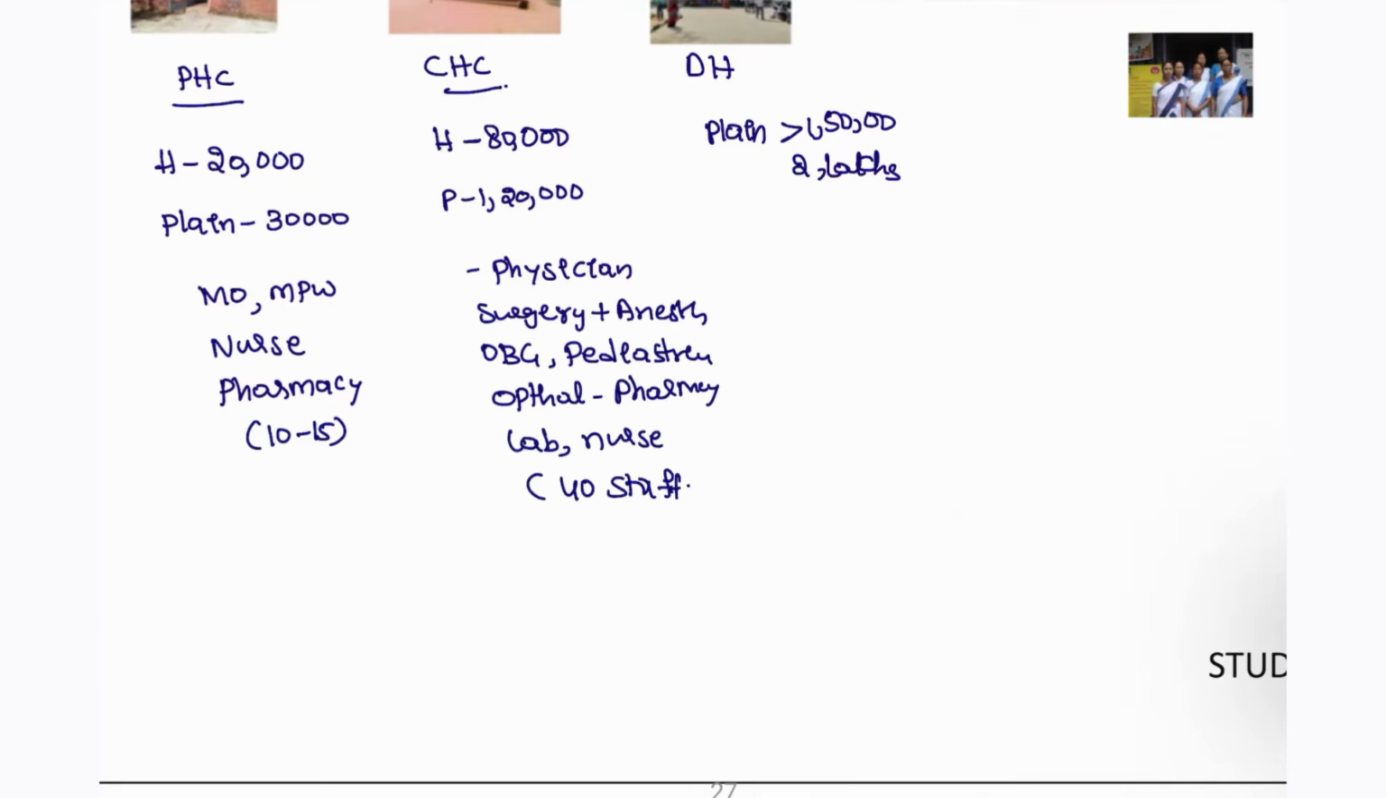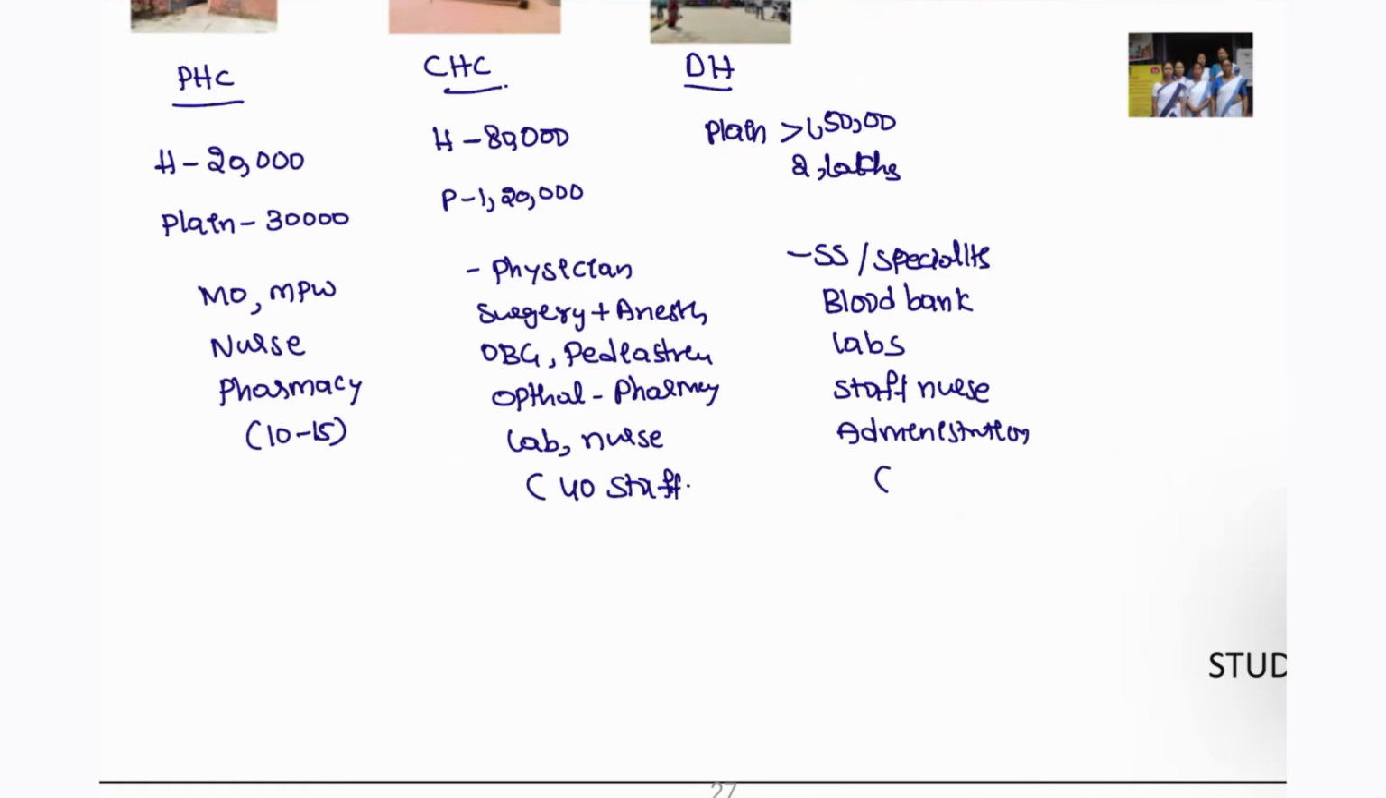Next, district hospital, mostly all super specialization also. Super specialization will be seen and specialists will also be present. And the district hospital differences, here the blood bank is also present. Blood bank, labs, staff nurses, fully established nursing staff, and administration is also seen. So more than 55 plus staff will be seen.